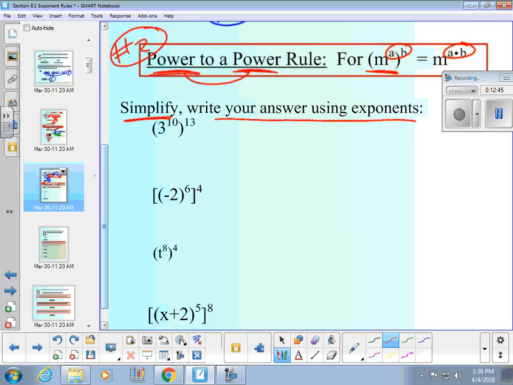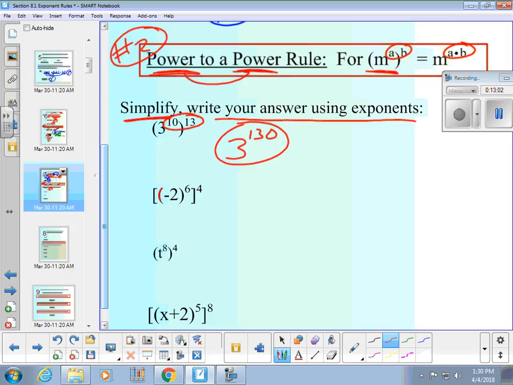And so the rule tells me, well, if I have 3 to the 10th to the 13th, I just multiply 10 times 13. It's just 3 to the 130th power. Some huge number. 3 times itself 130 times. But I can just write the answer like that. Good.